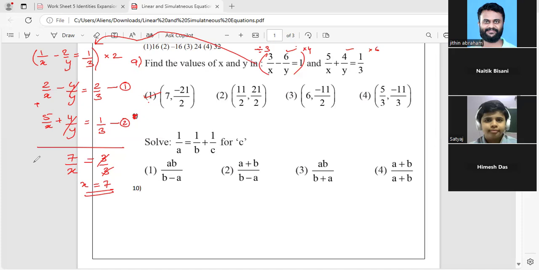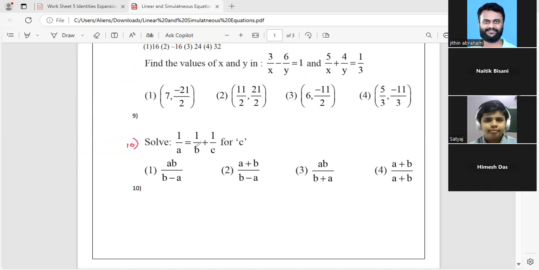Yep. So let's go for the 10th one. Solve 1 by a plus 1 by b is equal to 1 by b plus 1 by c, for c. So maybe they are asking c is equal to how much? We are supposed to solve this so that we get c is equal to something. Very easy. First of all, we are supposed to isolate c. So I'll take this 1 by b to the other side to make it minus 1 by b. So I'll get 1 by a minus 1 by b.